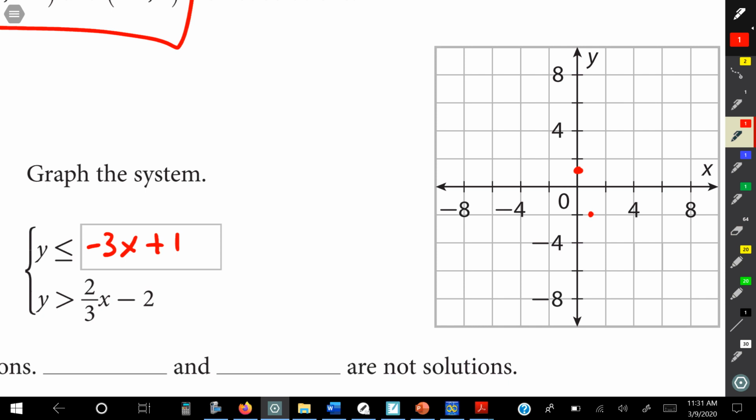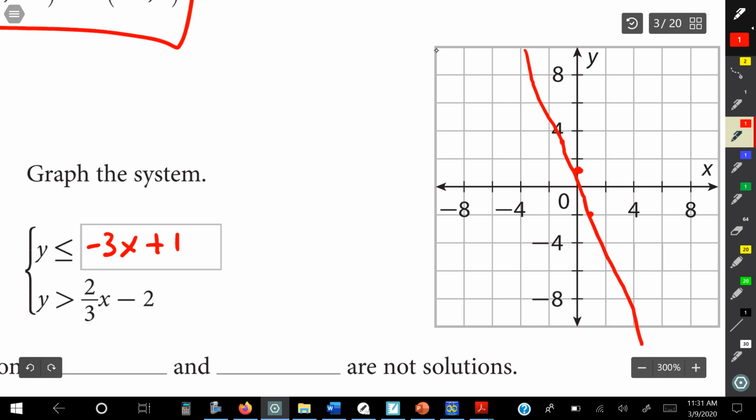And then we're going to draw a line there. I'm going to go up and over just to get another dot here. And draw a line. And because it is an equal to, we're going to use a solid line. All right, now, since it's less than, we're going to shade below. So I'm going to shade below like so.